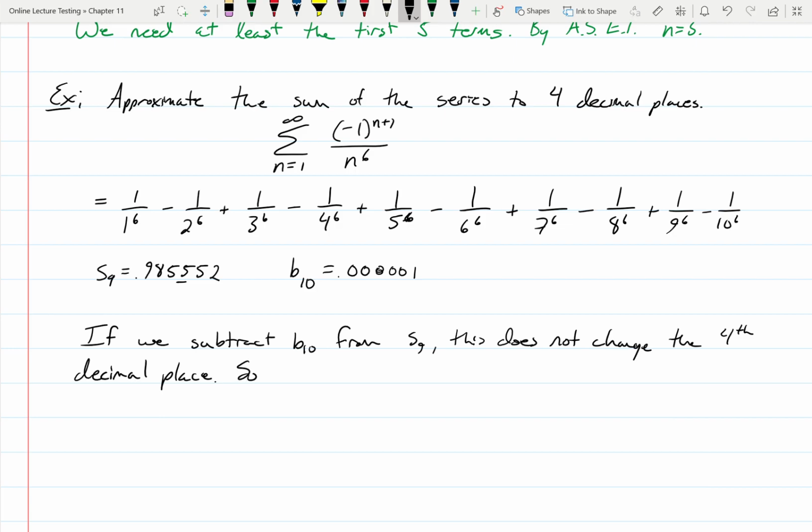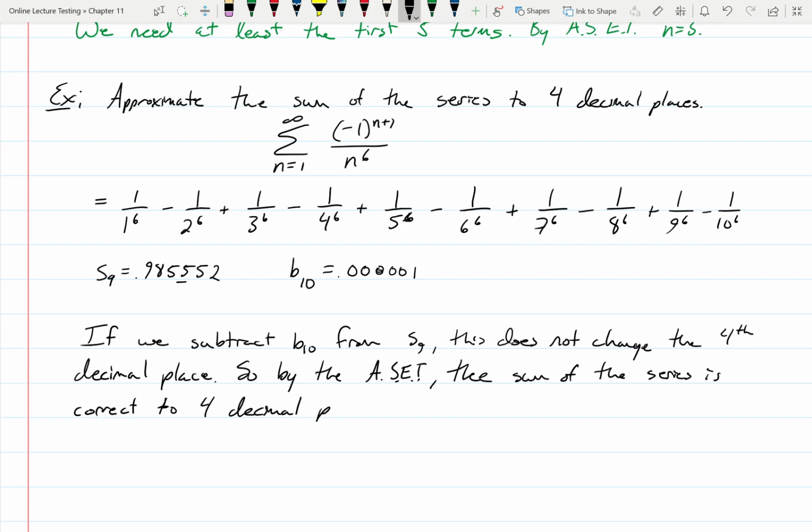So by the alternating series estimation theorem, the sum of the series is correct to 4 decimal places. Point 856. So again, I did round that last value. So this is the approximation for it.